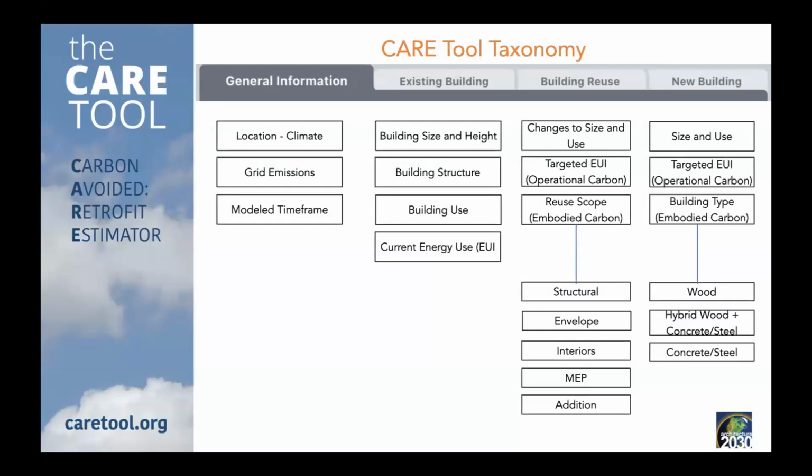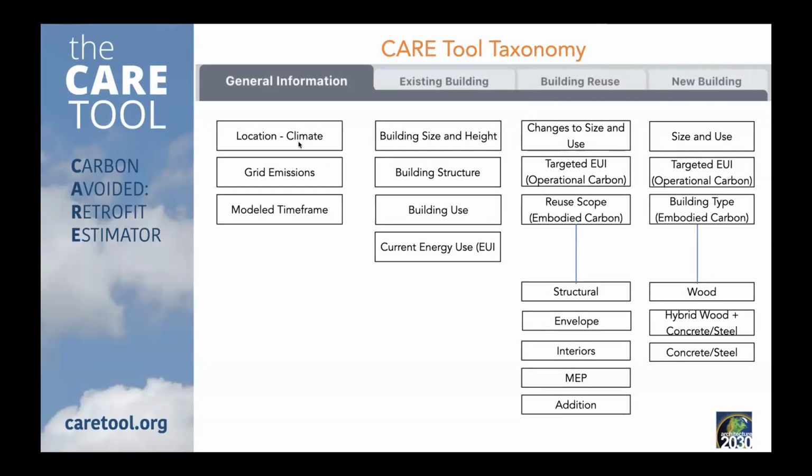Here's a quick summary of what gets entered into the tool. The tool comes, and you'll see a little bit further on what it looks like. The tool comes with 4 tabs across the top: general information about the project, information about the existing building, information about the building reuse scope, and the new building scope.